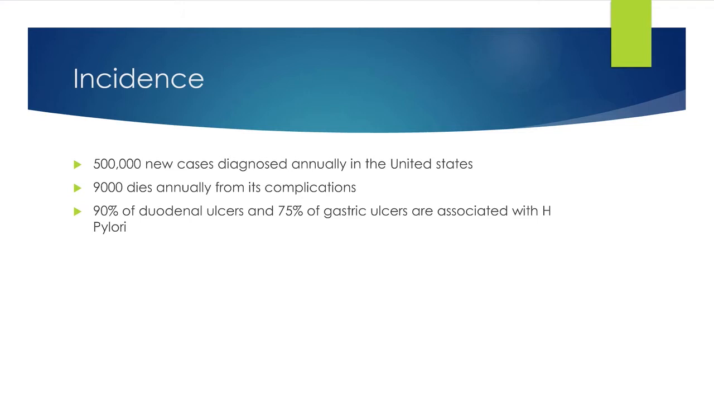We know now that 90% of duodenal ulcers and 75% of gastric ulcers are caused by a bacteria, which is Helicobacter pylori. In the past, there was a variety of theories about the cause of peptic ulcers and how to treat it until the late 80s.